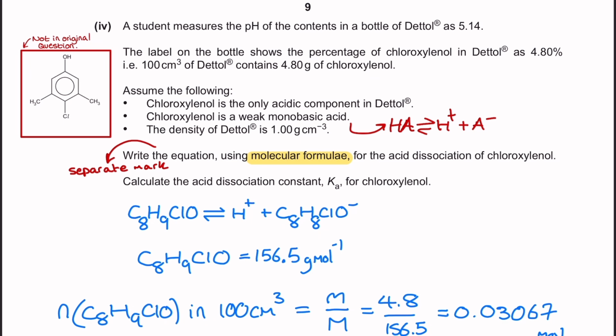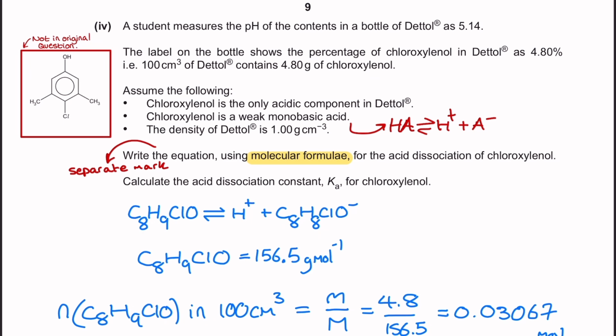We've then been told to assume all the following information in the bullet points. That chloroxylenol is the only acidic component in the Dettol, which is important because that means we're only considering it as the acid towards that 5.14 pH at the top. We've got that chloroxylenol is a weak monobasic acid. Good, that means we can assume partial dissociation. And it's monobasic, which means only 1 H plus per molecule of acid is donated. And the density of Dettol is 1 gram per centimeter cubed. We don't need to do anything with that. It's almost just assuming that 1 gram equals 1 centimeter cubed here, and it just means we don't have to worry about density.